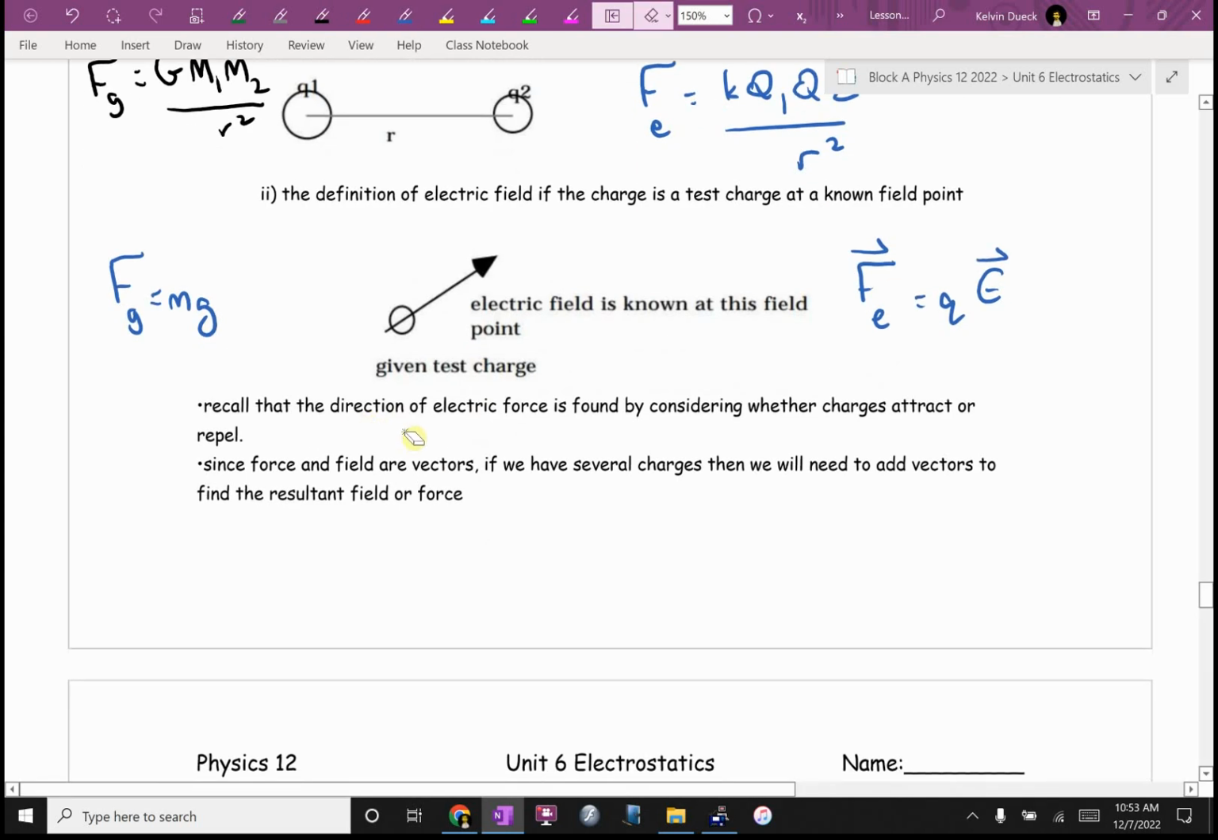So remember, the direction of the electric force is found by considering whether charges attract or repel. Like charges repel, unlike charges attract. The direction of electric field is which way would a positive want to move if it could. Because they're both vectors, if we have several charges, we'll need to add them vectorially. If they're in a straight line with each other, winner minus loser. What if they're not in a straight line with each other? How do I add two vectors together?